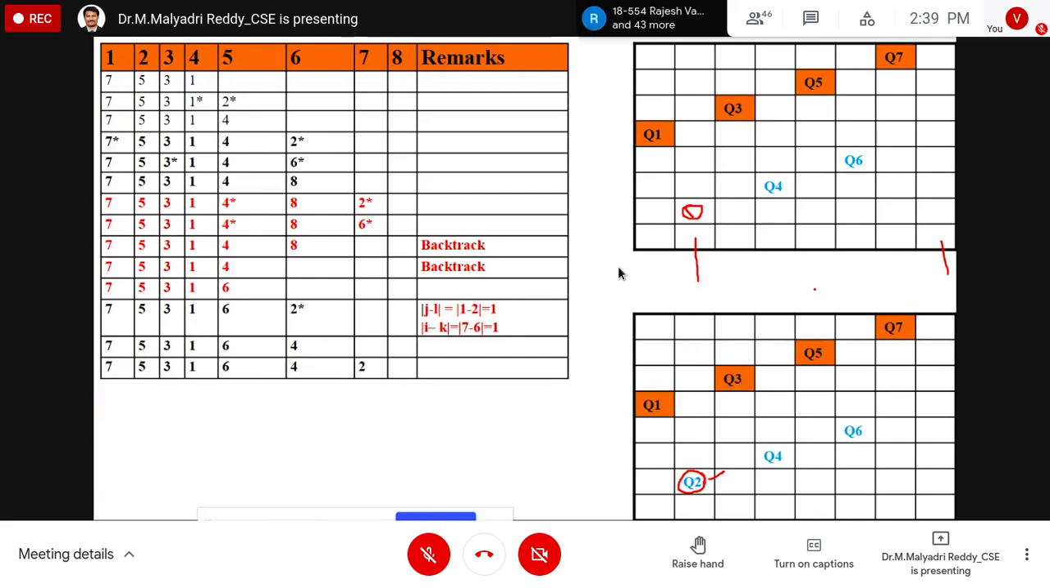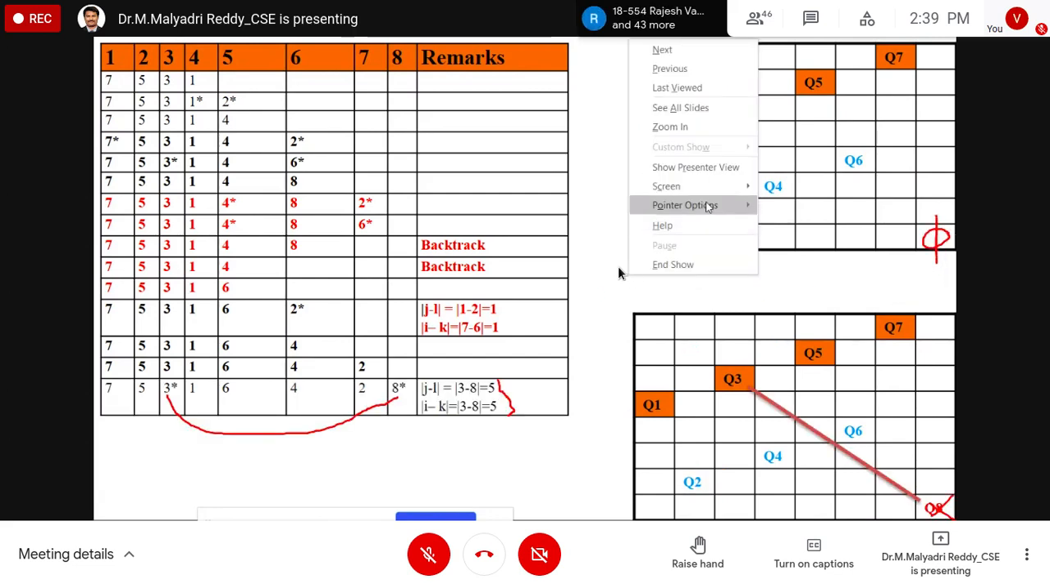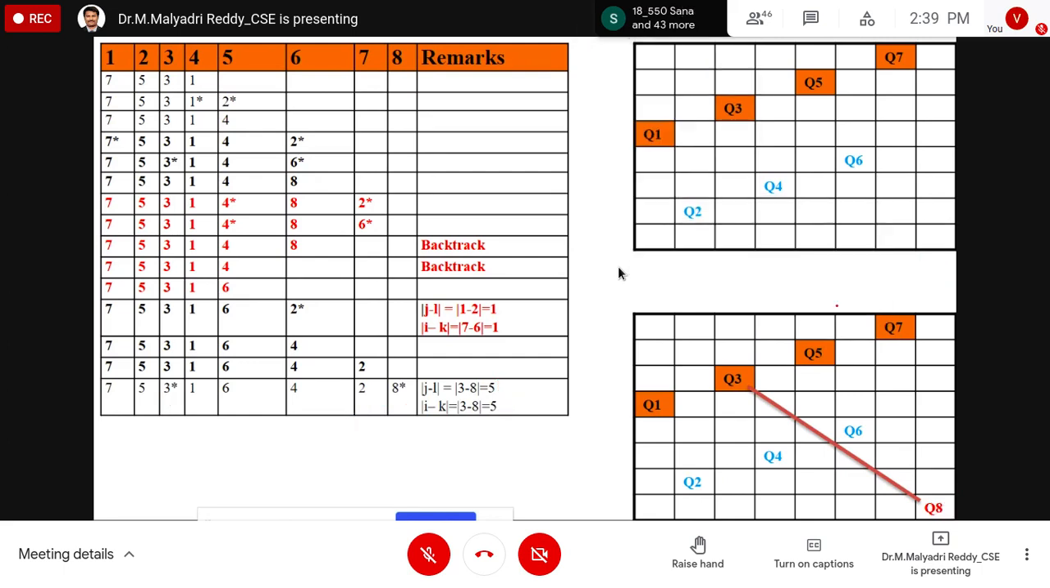So next, one more chance is there. Only one column is there, Q8. Suppose I place Q8, it is in conflict with Q3, right? Yes, sir. By applying j minus l is equal to i minus k is equal to 5, right? So this is not a feasible solution to satisfy the 8-queens problem. What do we have to do? Backtrack. In this there is no alternative, so move to the previous step.